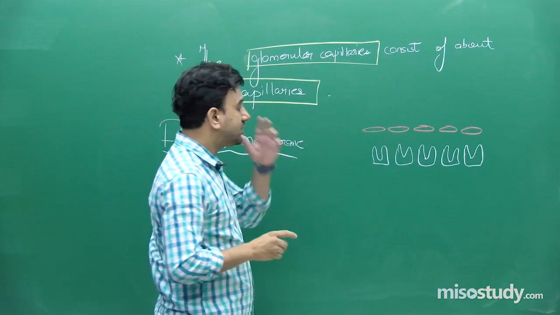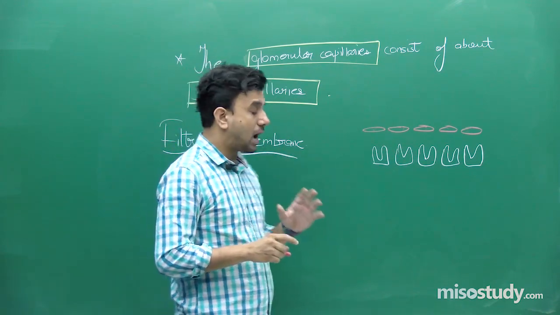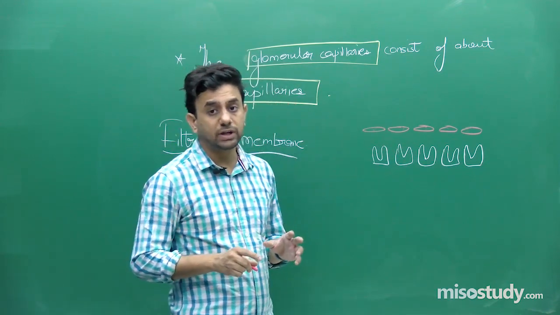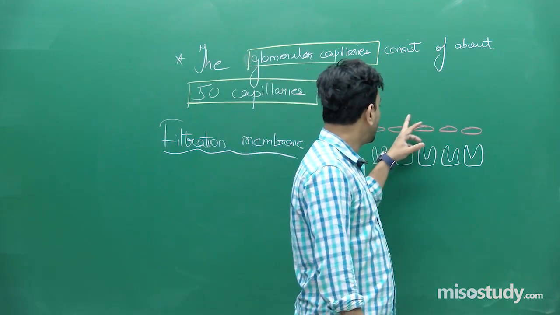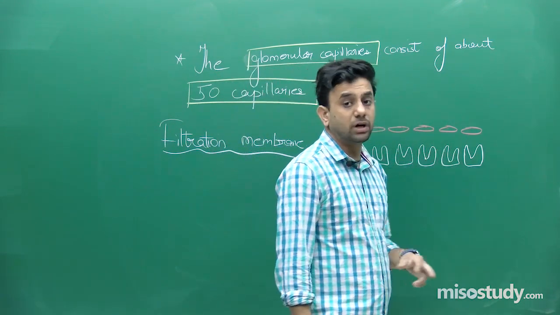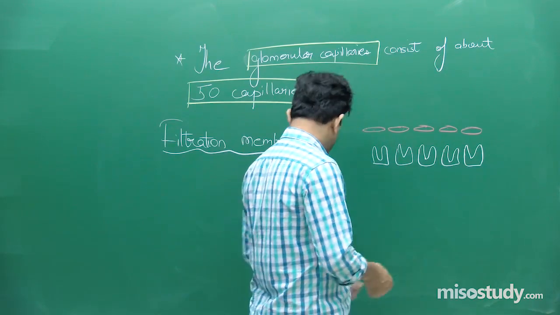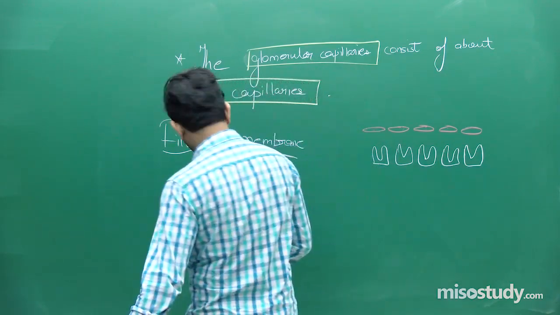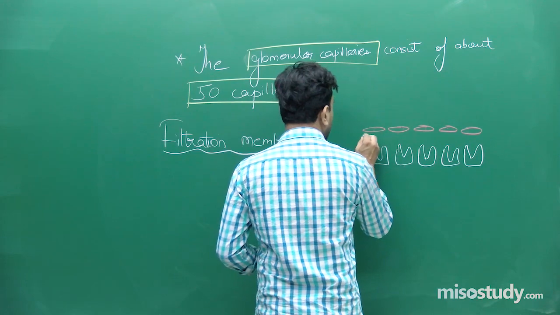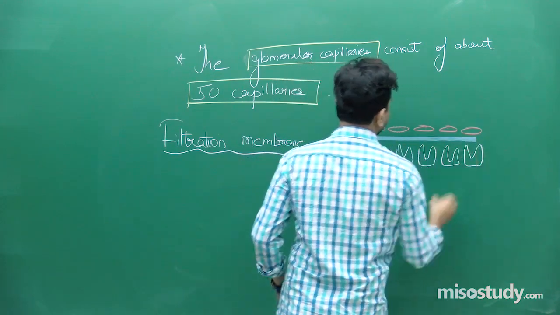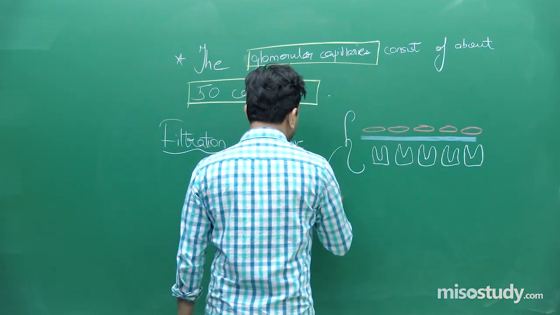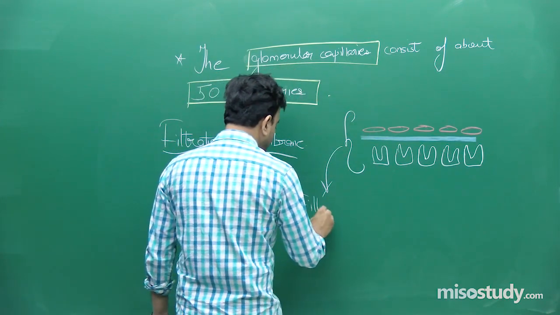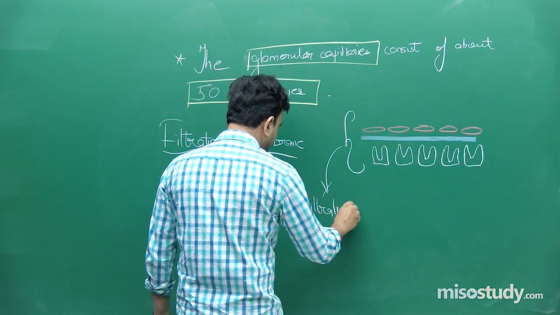These are the endothelial cells. Now the capillaries have just a single layer of endothelium, and in between these endothelial cells there are pores which are called the fenestrae, and here will be the basement membrane. So this whole comprises the filtration membrane through which the filtration will take place.